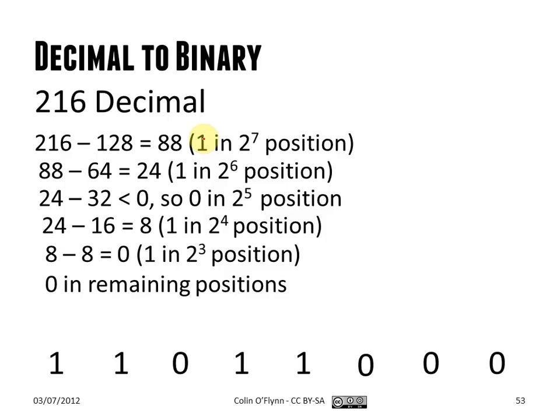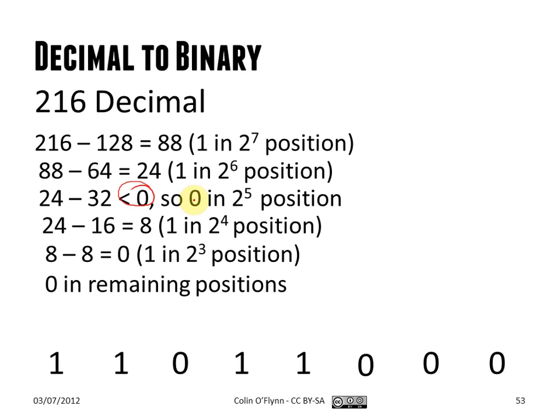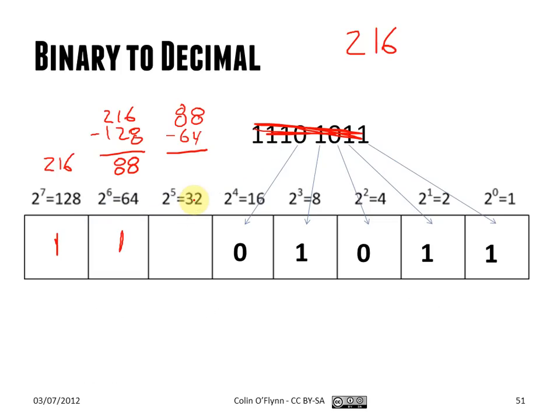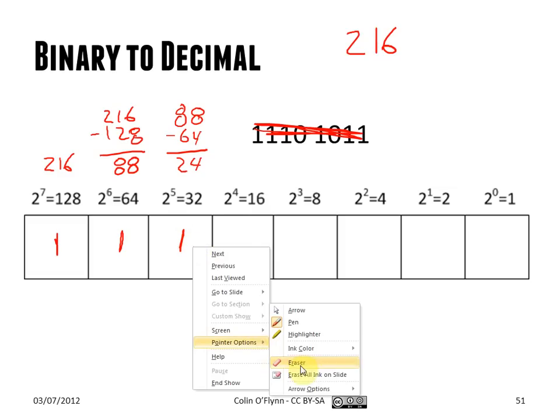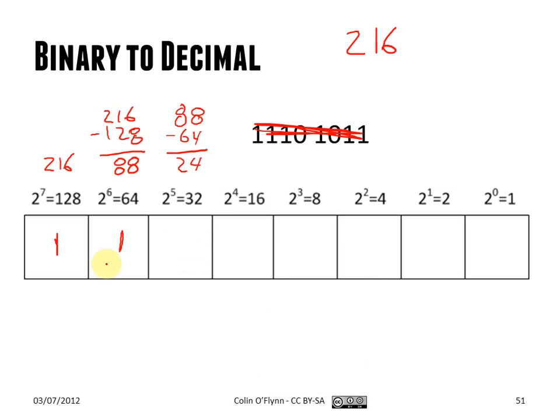Eventually what you'll run into is that when you do this subtraction, it'll give you some number below 0, which means you'll get a 0 in that position. So if we go back, 88 minus 64 gives us 24, and there was a 1 in that position. So now we have 24.